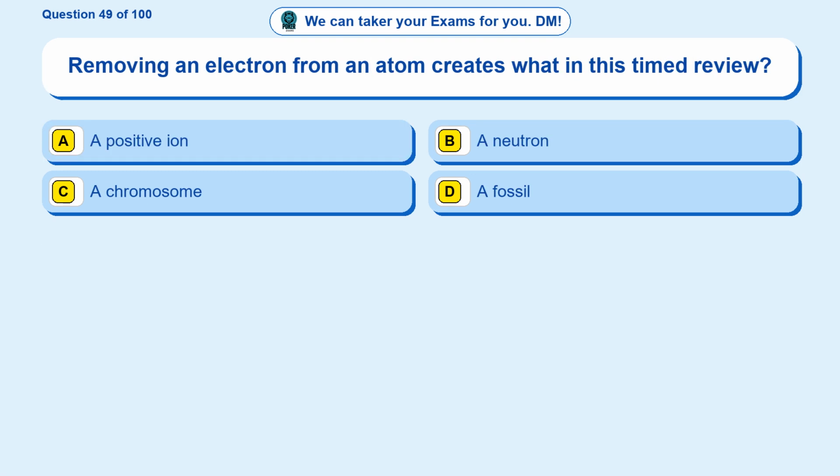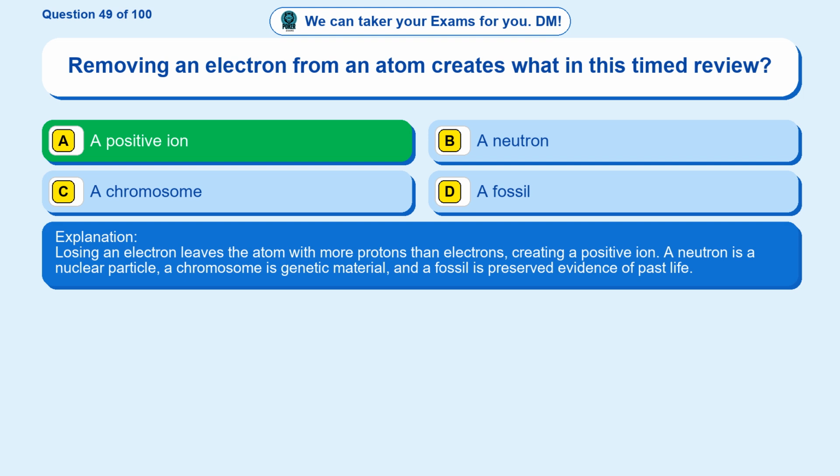Question 49. Removing an electron from an atom creates what in this timed review? Option A. A positive ion. Option B. A neutron. Option C. A chromosome. Option D. A fossil. The correct answer is option A. A positive ion. Losing an electron leaves the atom with more protons than electrons, creating a positive ion. A neutron is a nuclear particle, a chromosome is genetic material, and a fossil is preserved evidence of past life.